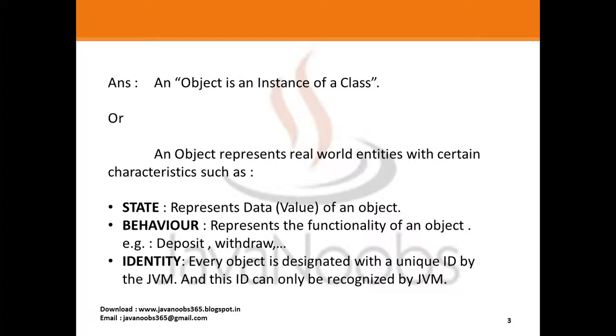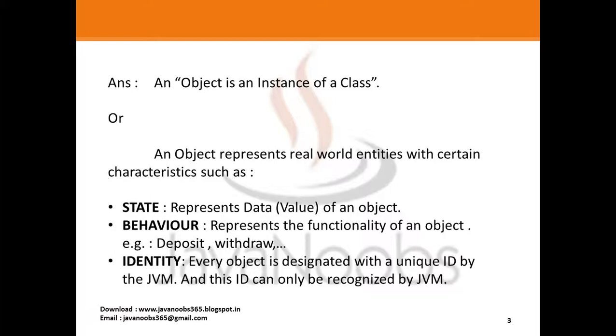So that's the beauty of objects in Java. They represent real world entities. This makes life much easier for programmers. These objects have certain characteristics such as state, behavior and identity, wherein state represents the data or the value of an object, and behavior represents the functionality of an object. Examples of behavior are deposit or withdraw, etc.